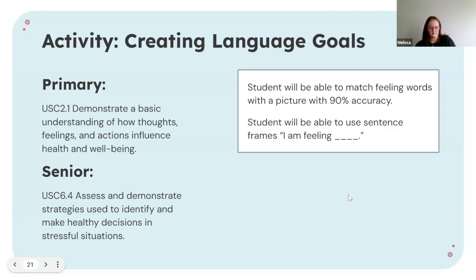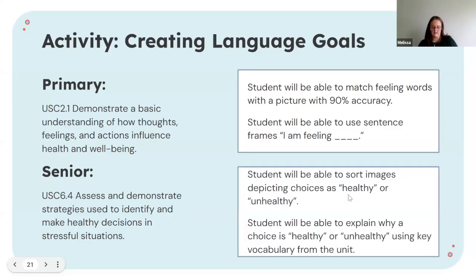For the senior outcome, USC 6.4, assess and demonstrate strategies used to identify and make healthy decisions in stressful situations. The first language outcome example I've provided, student will be able to sort images depicting choices as healthy or unhealthy. This language outcome focuses on the student's understanding of academic vocabulary. The second example, student will be able to explain why a choice is healthy or unhealthy using key vocabulary from the unit. This utilizes academic vocabulary as well as their understanding of language skills and functions.